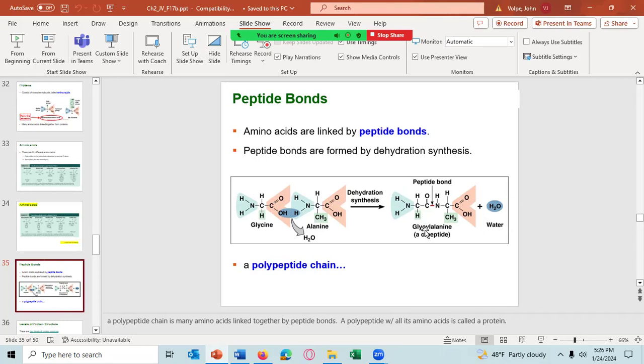A peptide can be 2 amino acids up until several amino acids. I'm not sure exactly what the upper limit is. And then there's a polypeptide, which is many amino acids linked together. And the polypeptide is the growing protein all the way up until you add the last amino acid. So we call that growing protein a polypeptide.